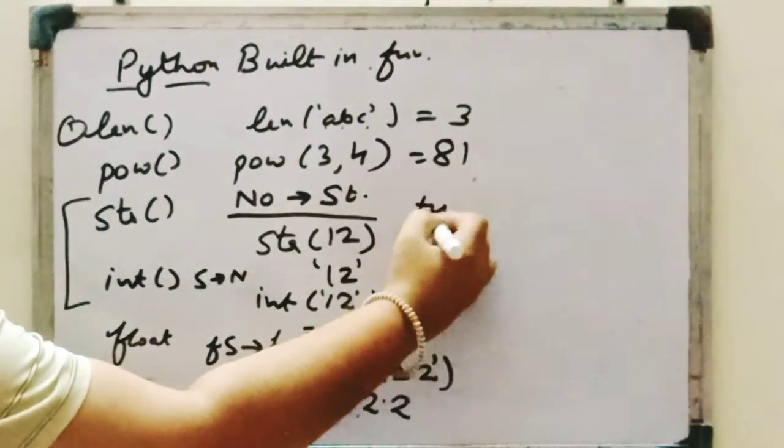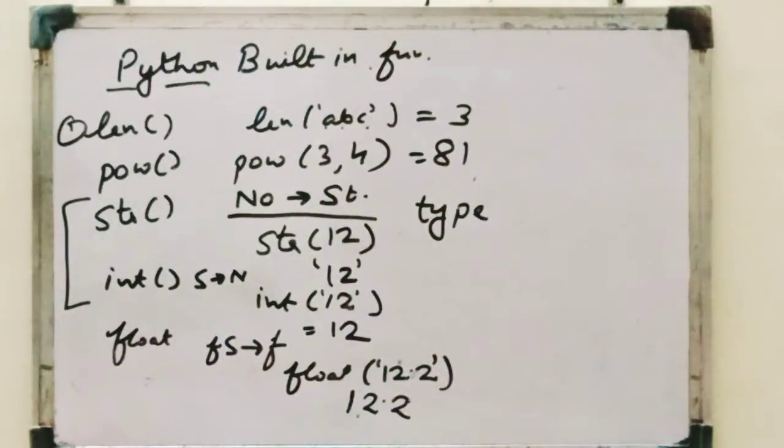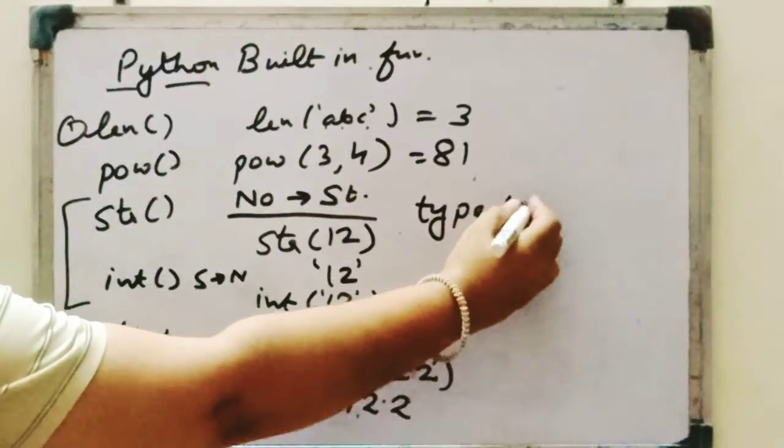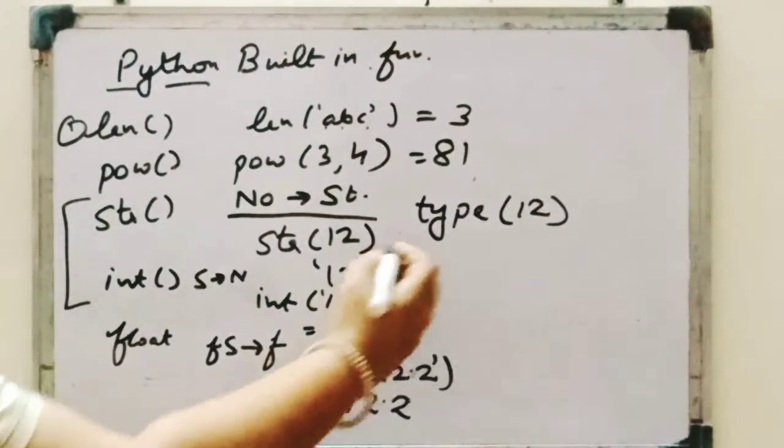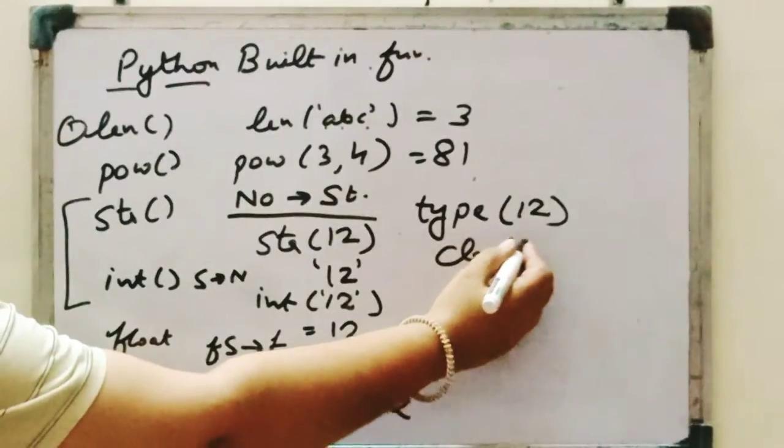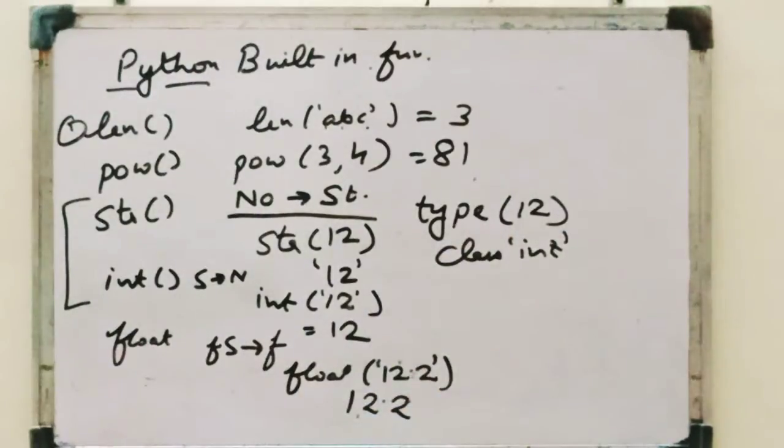Another main function is type. Type basically returns the data type. Suppose I write type of 12. What will the answer be? The answer will be class int. Why? Because 12 is only a number, so it gives the integer data type. So type is very important, and it gives us the data type of that particular variable. Okay, so these are some built-in functions.